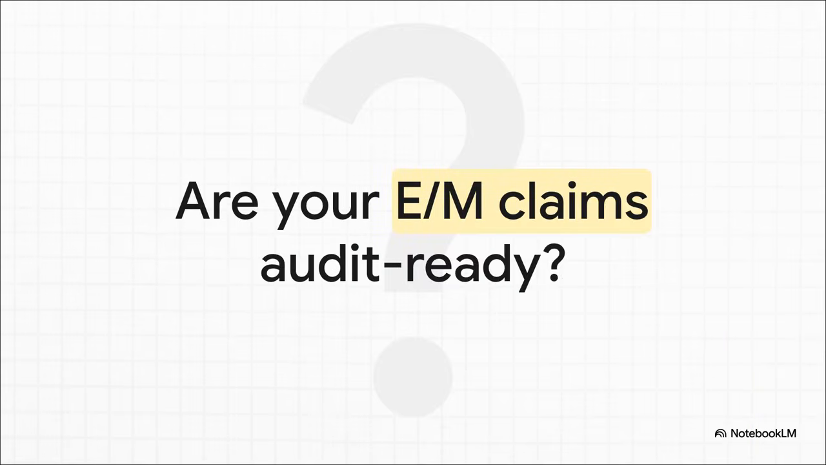I want you to ask yourself a seriously critical question right now. Are your E&M claims actually audit ready? Because let's be real, we live in an era where payer scrutiny is literally at an all-time high. A single, simple misunderstanding of a coding modifier, like slapping it on the wrong code or just failing to justify it in your notes, can trigger a massive payer audit. We're talking clawbacks, civil penalties, the whole shebang. So consider this explainer your ultimate shield against those audits.